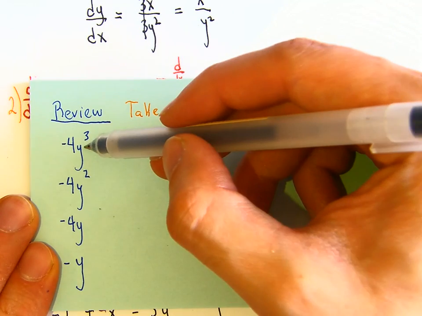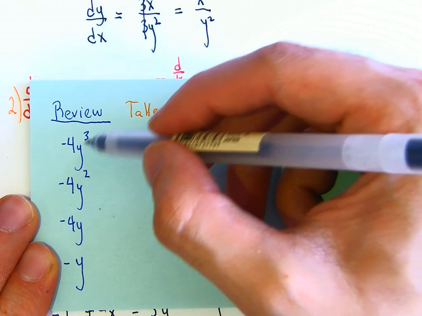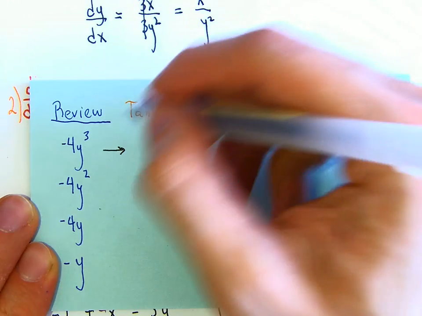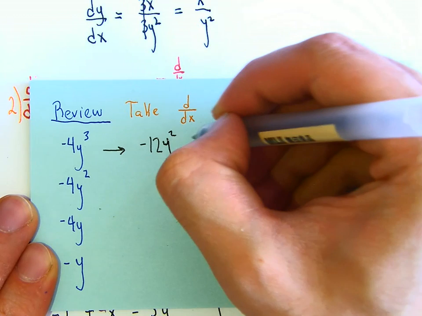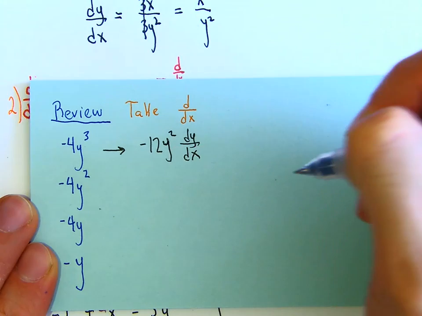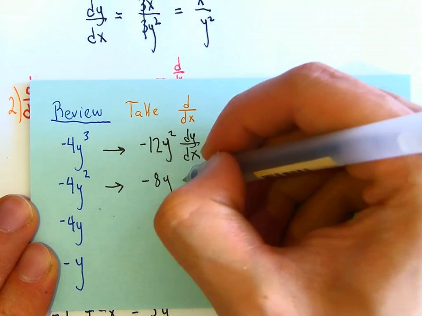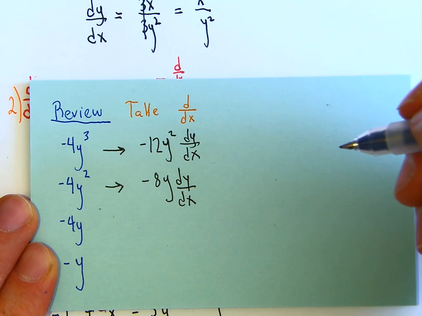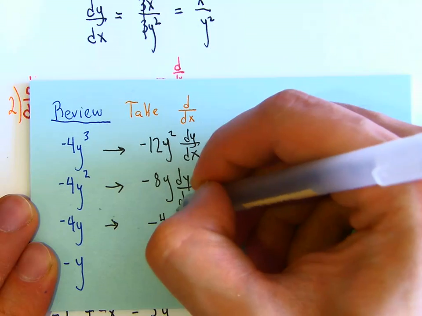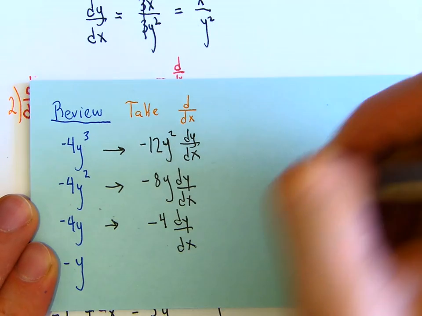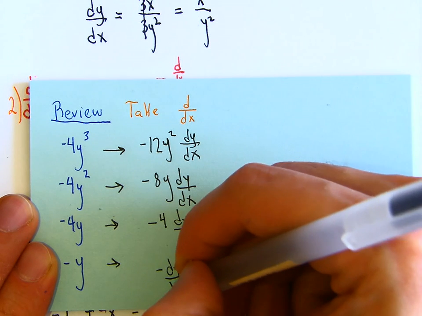If you wanted to take the derivative of each of these with respect to x, what is the derivative of negative 4y cubed? Take your time and write it down, okay? Don't rush. What would it be? So it would be negative 12y squared dy/dx. Okay? What about this one? This would be negative 8y dy/dx. Okay? What about this one? This would just be negative 4 dy/dx. And what is the derivative of negative y? It's just negative dy/dx.